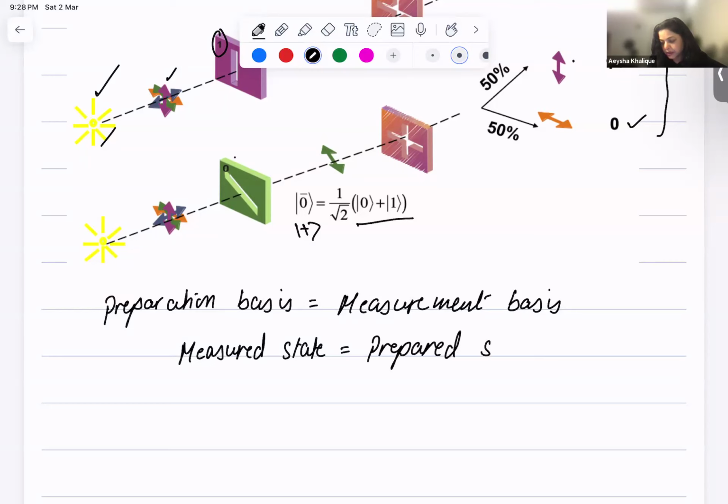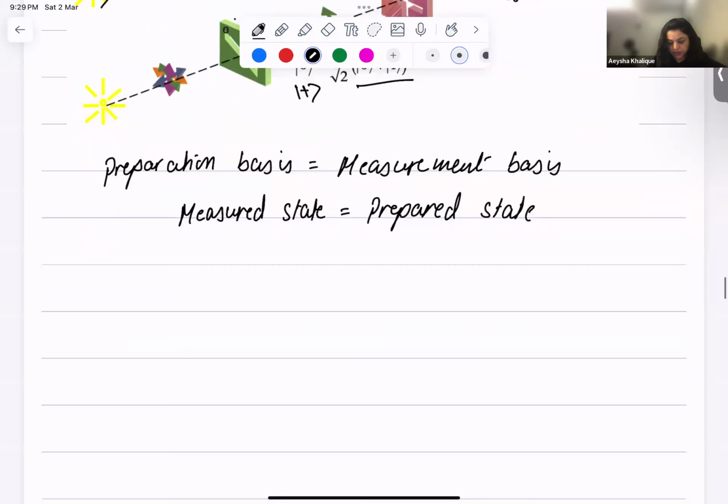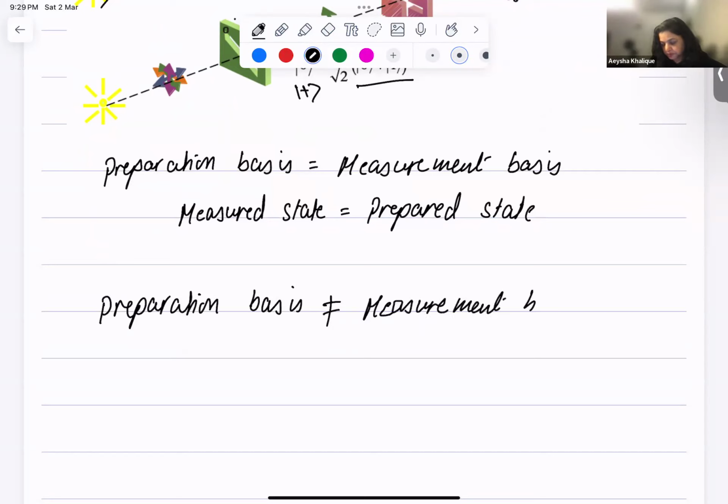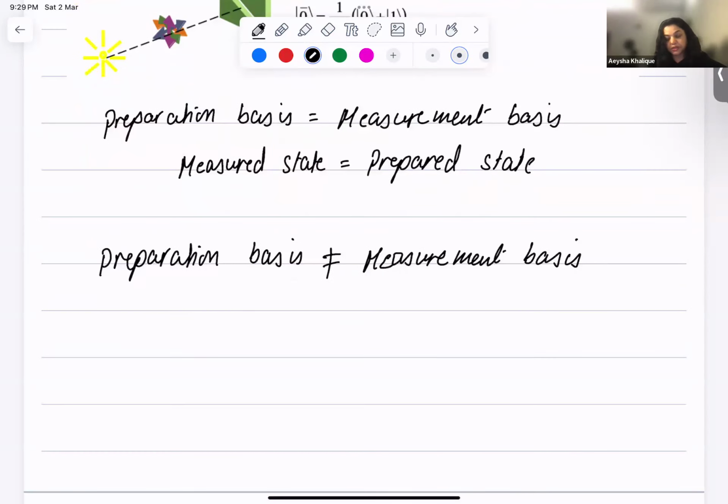But if the measurement basis is not the same as the preparation basis, which is what we are saying, then the results match only 50% of the time, right?